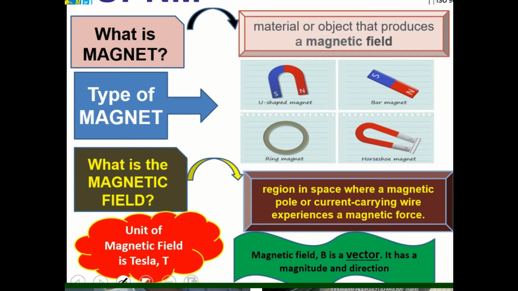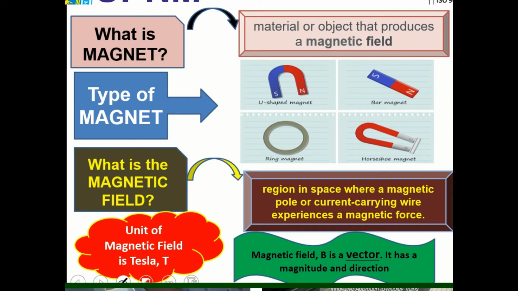Okay, so what are the types of magnet? As we can see from the slide, we have 4 types of magnet that you commonly see. For the first one, we have U-shaped magnet, bar magnet, ring magnet, and also horseshoe magnet.